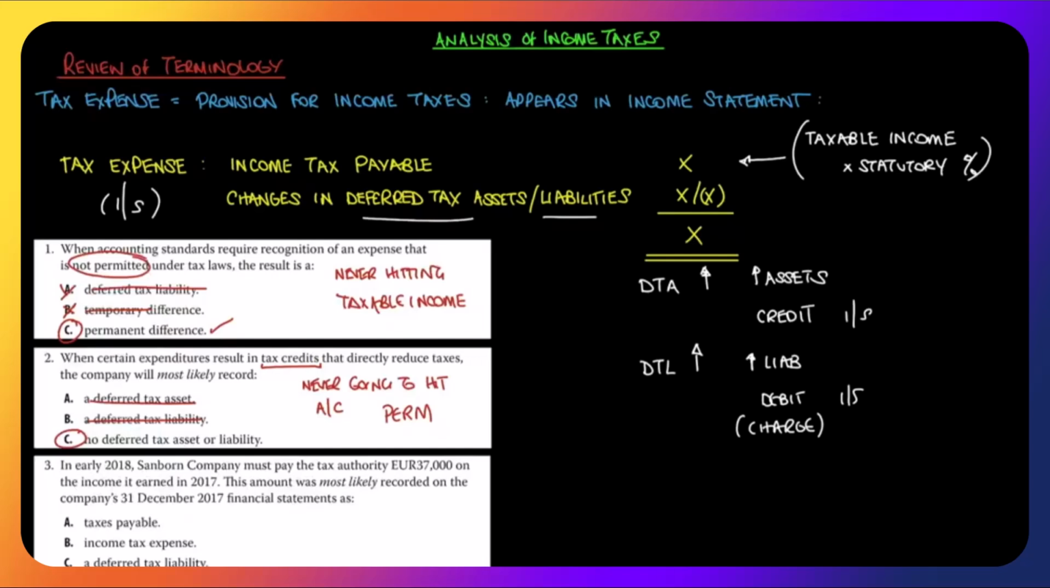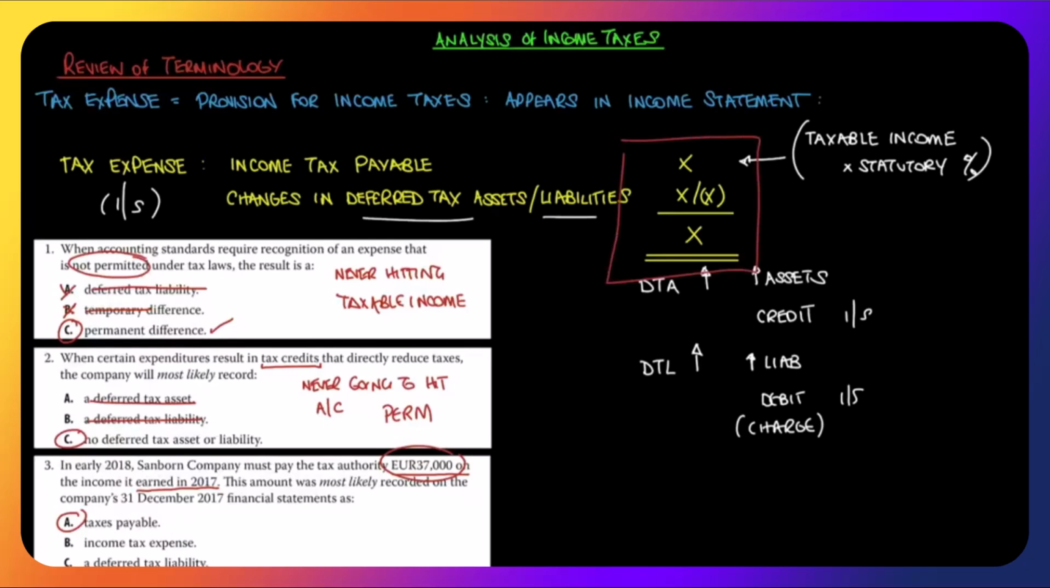And finally, for the moment, early 2018, Sanborn Company must pay the tax authority €37,000 on the income it earned in 2017. This is just the matching concept. It earned the income in 2017. The €37,000 tax payable should be reflected on the balance sheet at the end of 2017, but obviously it won't be paid till the next year when it's finalized. This amount was most likely recorded on the company's 31st of December 2017 financial statements as taxes payable. Yep, that's very much the definition of taxes payable. Income tax expense, no.